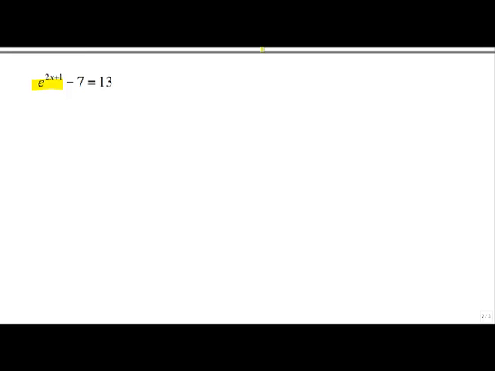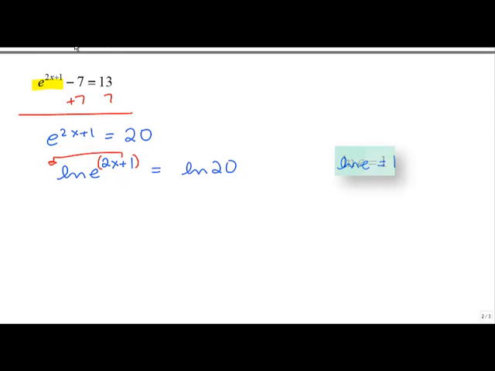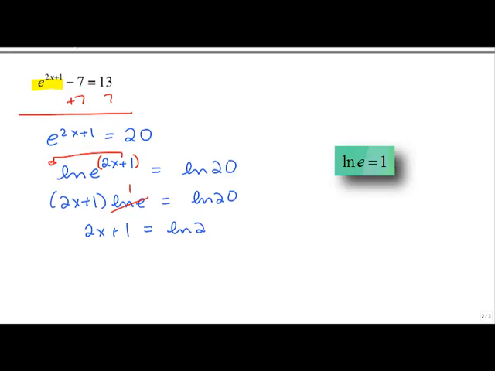Here is the example of why I choose the natural log instead of log base 10. We first need to isolate the base by adding 7 to both sides. I will take the natural log of both sides and bring down that exponent. Since natural log and e are inverse functions, they cancel each other out. Remember that the natural log of e is 1. You still have the natural log of 20 on the right-hand side. Now solve for x as usual.